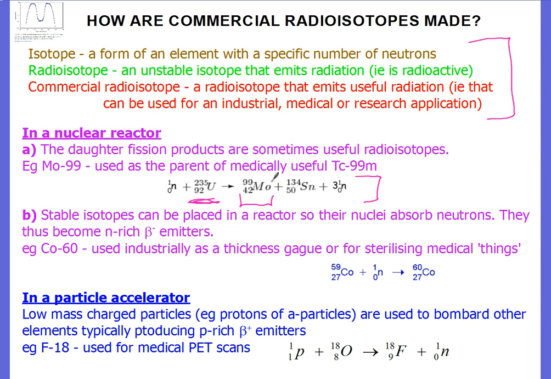The other way you can make useful radioisotopes inside a nuclear reactor is that you can bombard stable isotopes with the neutrons in the nuclear reactor. For example, that's how they make cobalt-60. They get stable cobalt-59, they smash a neutron into it, and it becomes cobalt-60. You can also make commercial radioisotopes in a particle accelerator by accelerating small charged particles into other atoms. That's how they make fluorine-18 for PET scans.